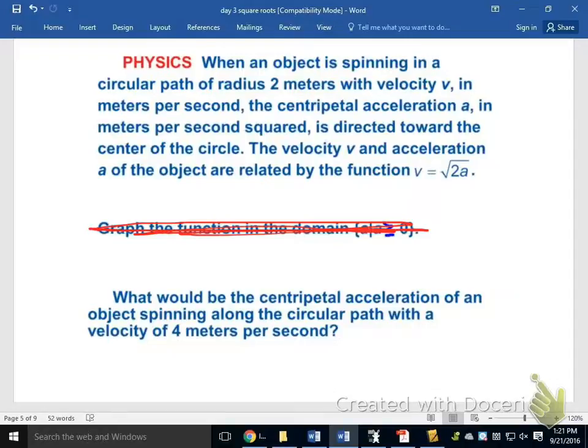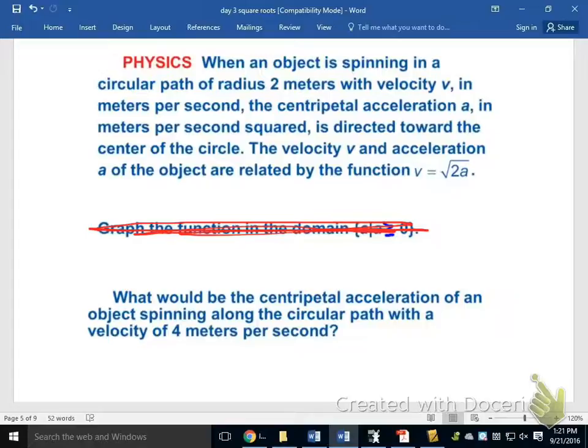What's going to happen here is when an object is spinning in a circular path of radius 2 meters with velocity v, in meters per second, centripetal acceleration a, in meters per second squared, is directed toward the center of the circle. That's that feeling that you have in a car when you're going through a turn, your body kind of goes towards the outside of the turn, away from the center of the arc.